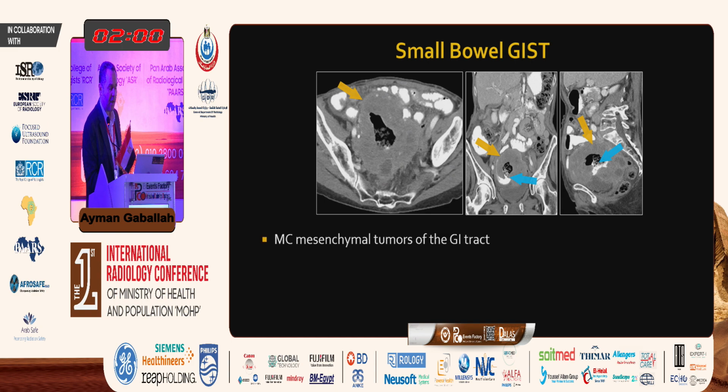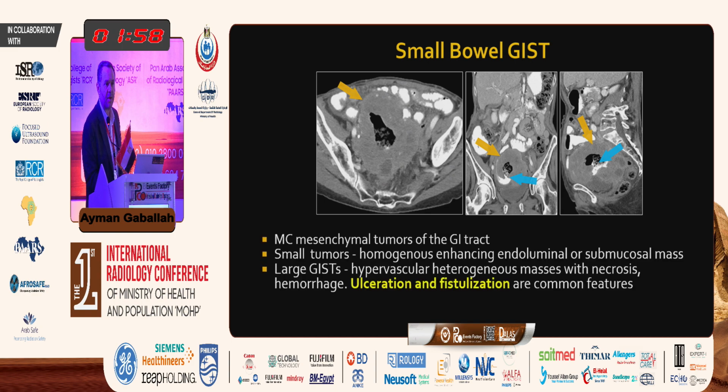And I will tell you why I called it this way, and I want you guys to know that, because small GISTs enhance homogeneously. But large GIST tumors have necrosis, and hopefully you can see this yellow color there, they can also ulcerate and fistulize with the adjacent bowel loops. Similar to lymphoma, exactly similar to lymphoma.